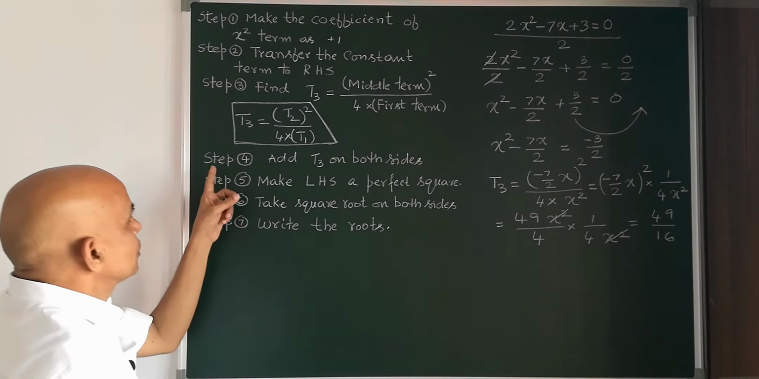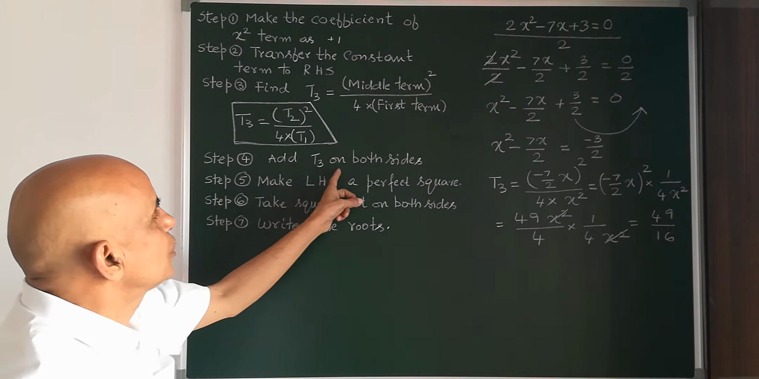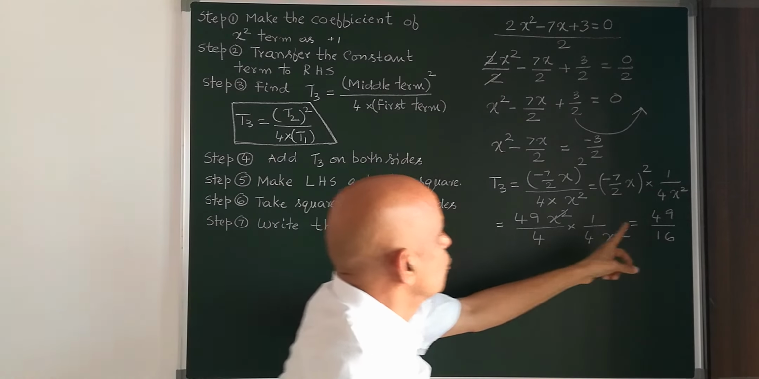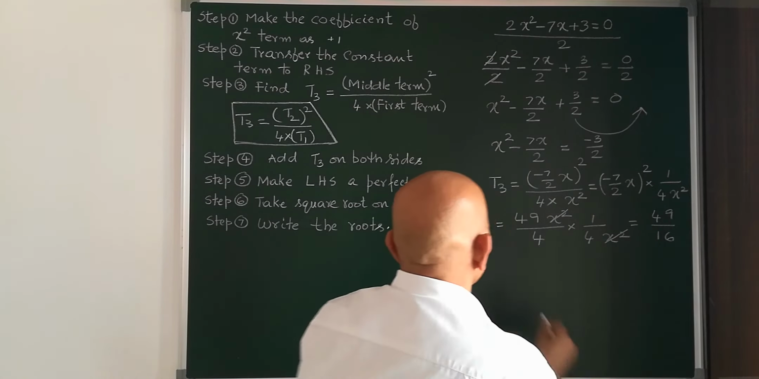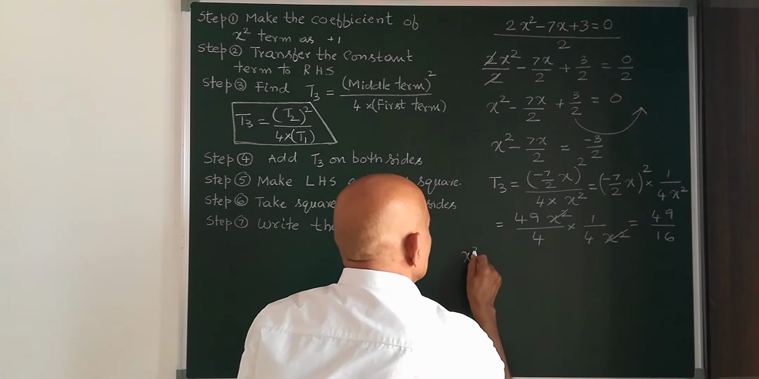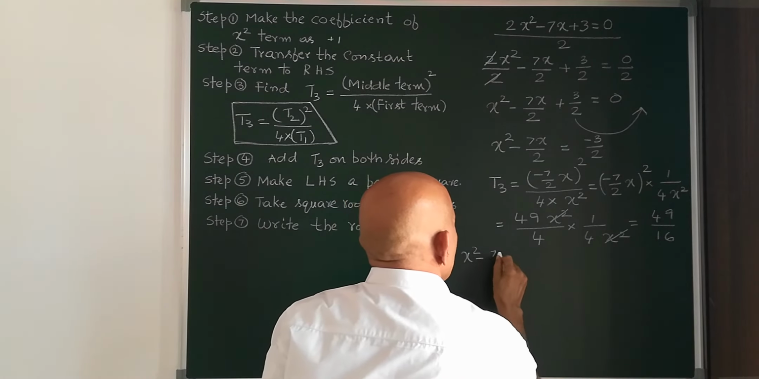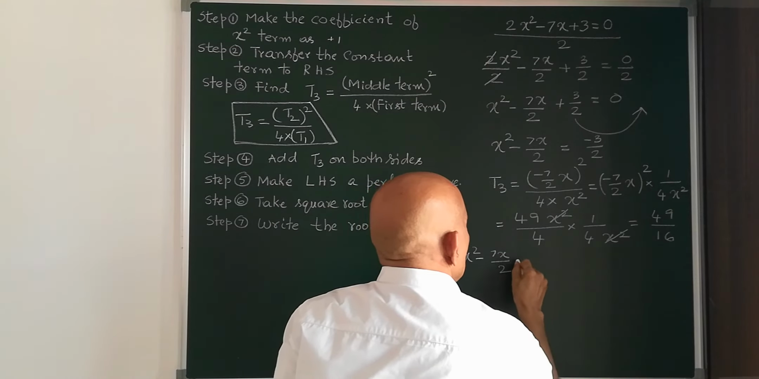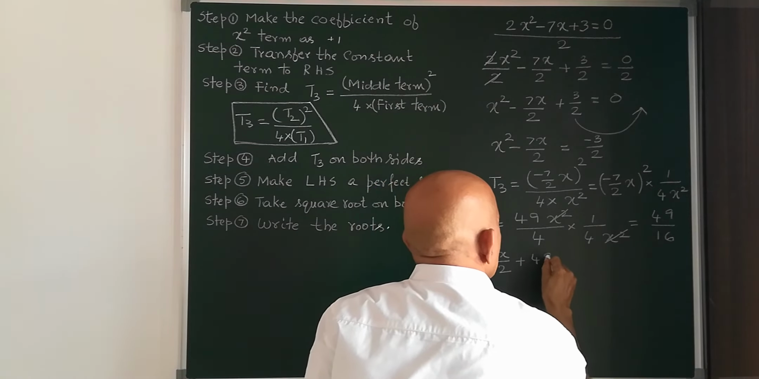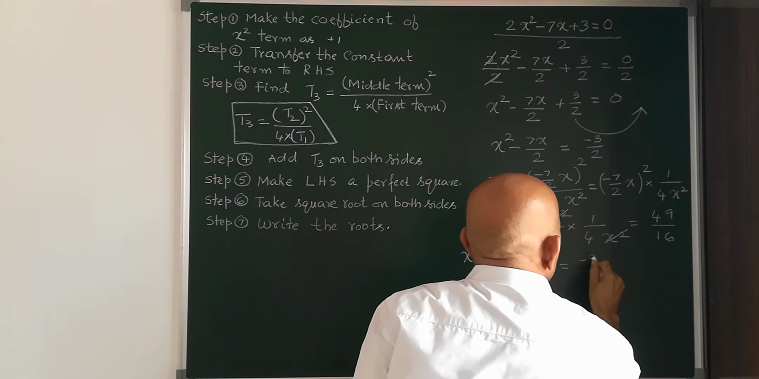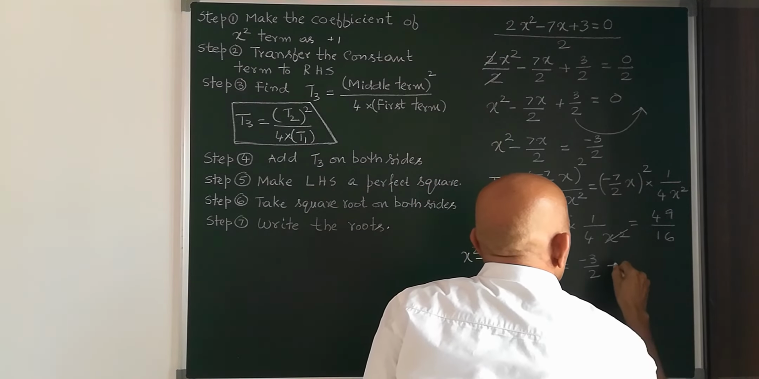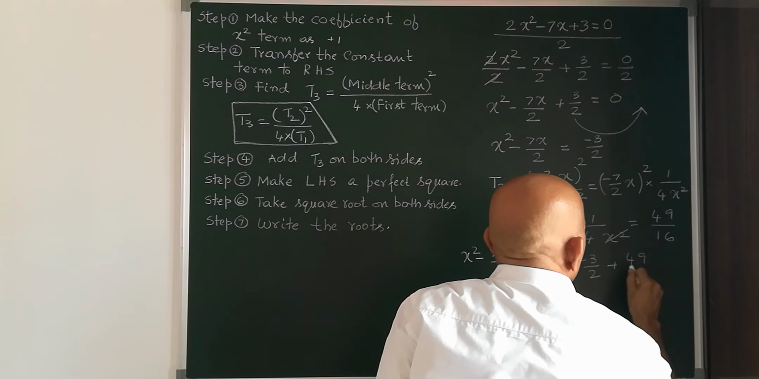So the next step is add T3 on both sides. So we are adding this 49 by 16 on both sides. So this becomes x square minus 7x by 2 plus 49 by 16 is equal to minus 3 by 2 plus 49 by 16.